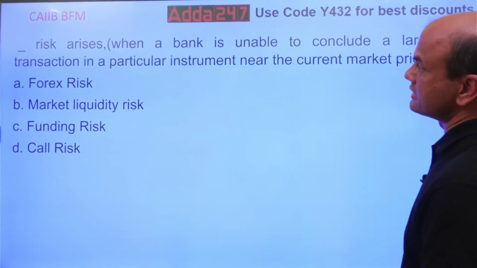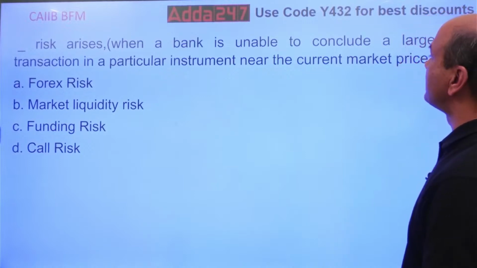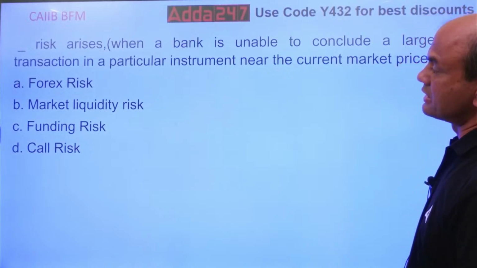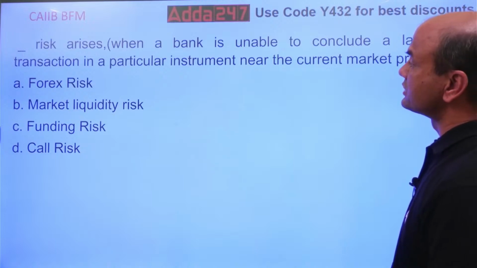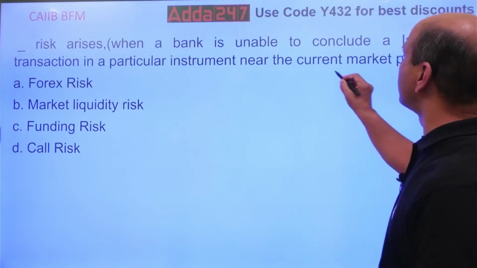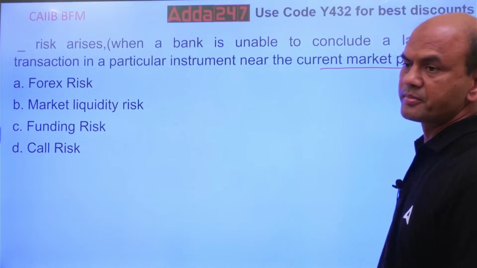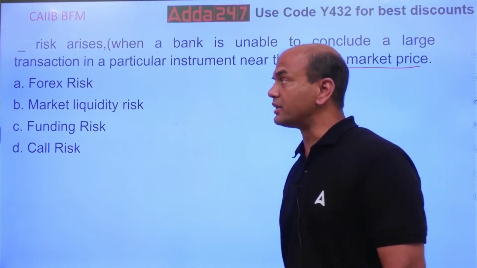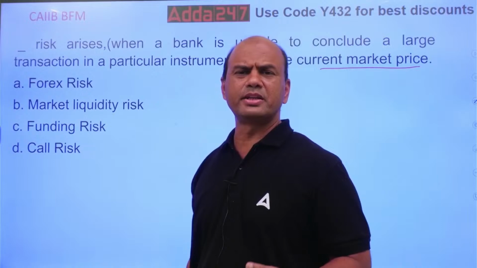Dash risk arises when the bank is unable to conclude a large transaction in a particular instrument near the current market price. A large transaction in a particular instrument means what? What do you mean by this particular instrument?